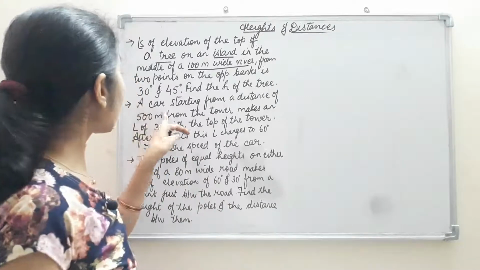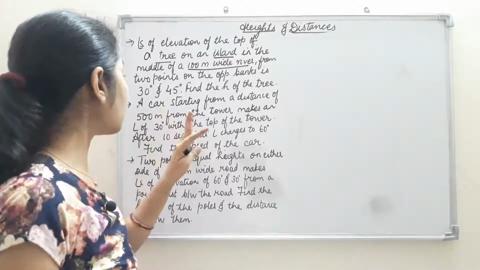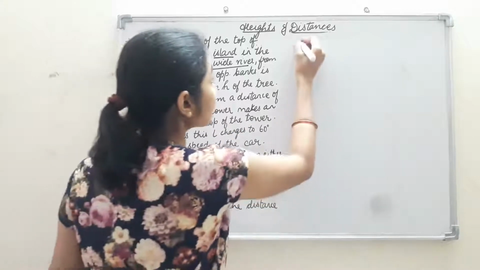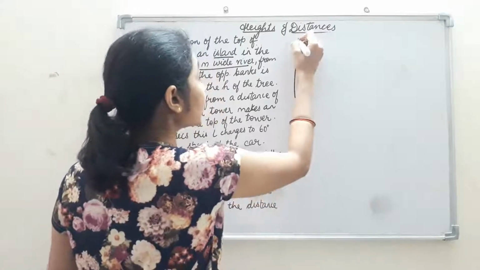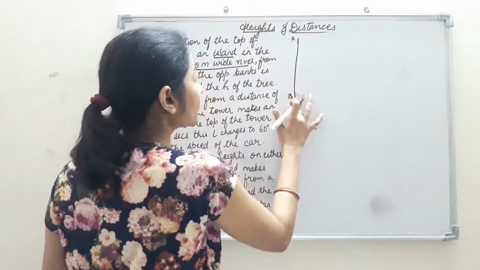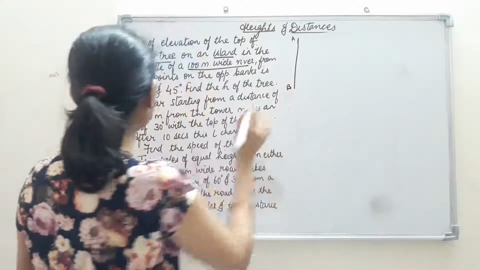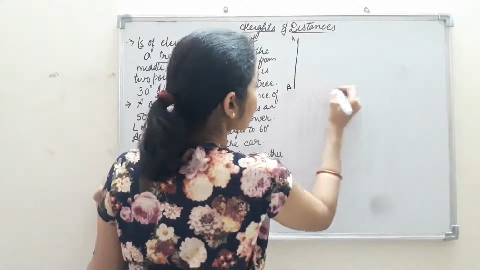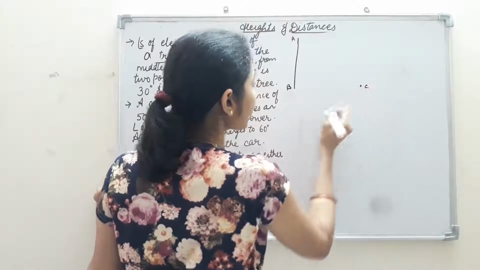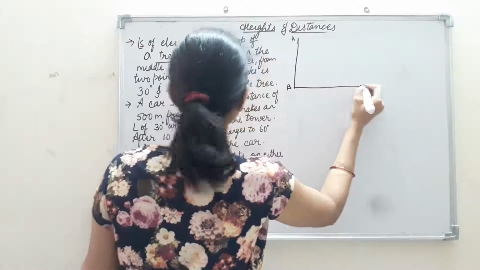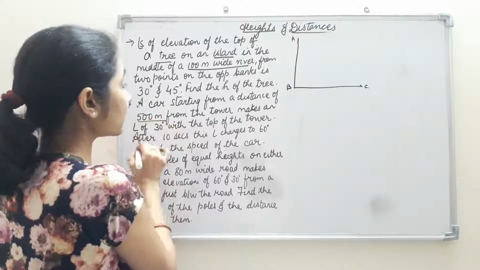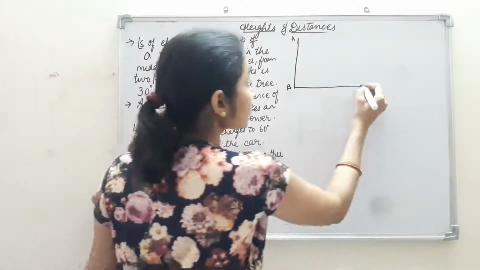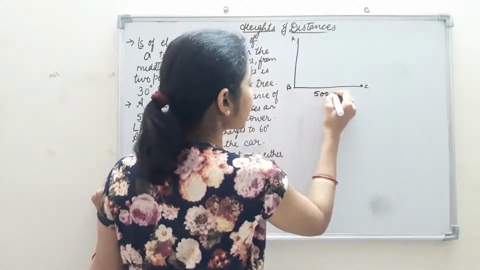Let's read the next question. A car starting from a distance of 500 meters from the tower makes an angle of 30 degrees with the top of the tower. Now let us consider this as a tower. Okay, let AB be the tower. Now what we are given here, a car starting from a distance of 500 meters from the tower. So let this be the point C from where the car is starting, and it is given that it is at a distance of 500 meters. Car, it is at a distance of 500 meters from the tower. So this distance is 500 meters.